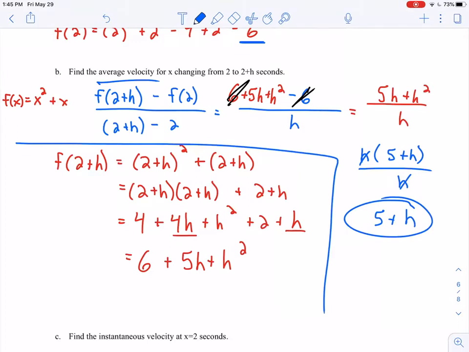And oops, you know what I forgot? We said average velocity. I should say really 5 plus h meters per second. If we're talking about velocity, I should include a unit here, so we'll say meters per second.